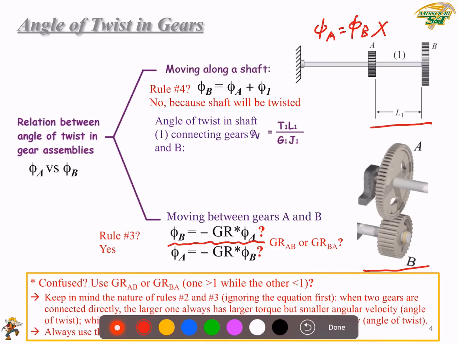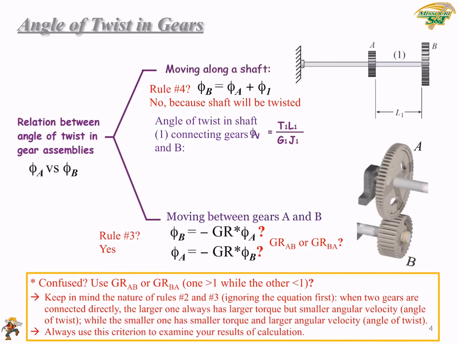It should be larger than 1. Then how about in the second equation? The gear ratio, phi A equals negative gear ratio times phi B. So the phi A should be smaller, so the gear ratio should be smaller than 1, right?